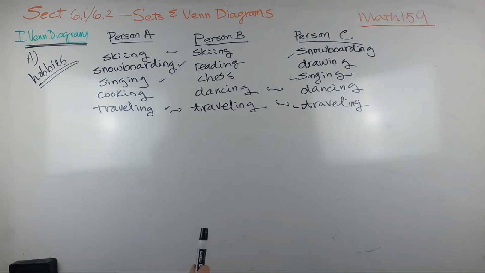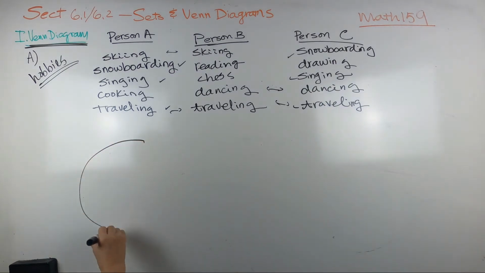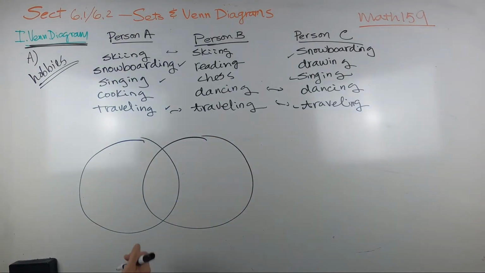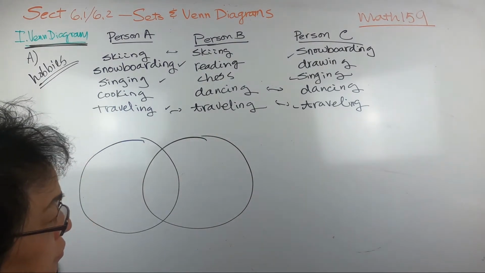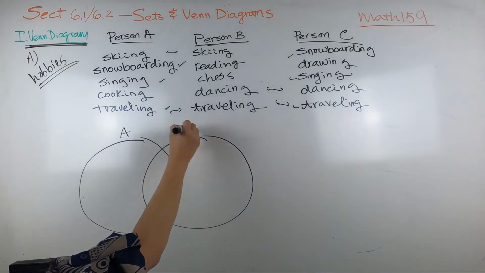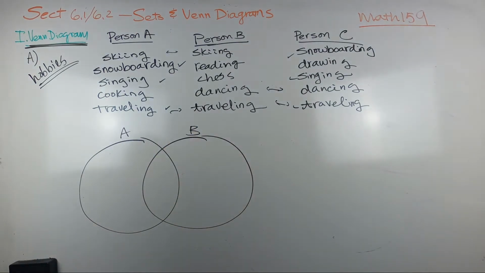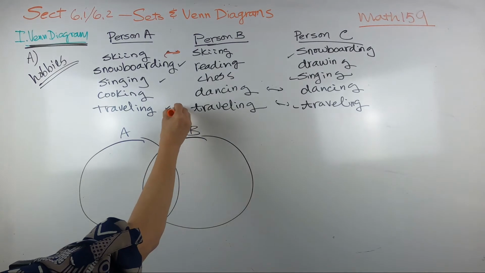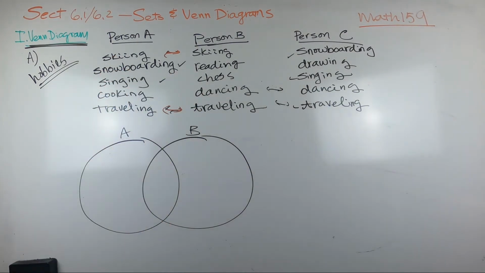If we do the visualization, let's see how it works. We use a picture to show. A Venn diagram is just two circles or three circles. For three persons, we use three circles. For two persons, say person A and person B, what do they have in common? Skiing and traveling are the same. The rest of them are different.